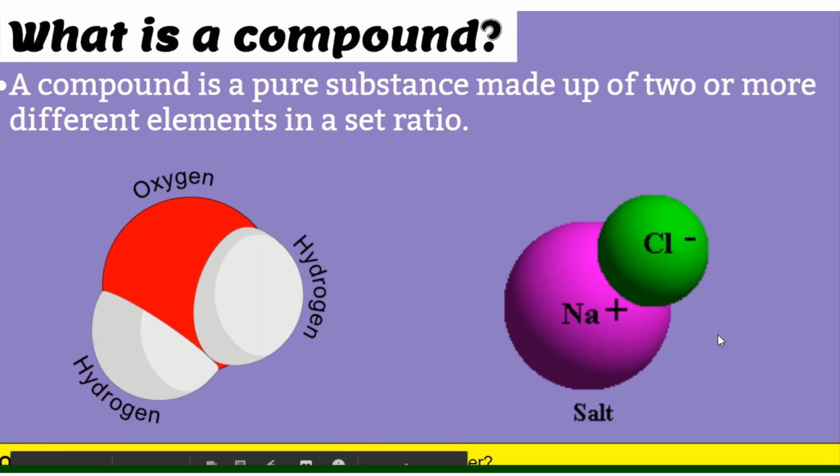Same with salt. Salt is in the ratio 1 sodium atom to 1 chlorine atom. You won't find anything else stuck in there. Otherwise, it's not salt. Okay, so it's a pure substance made of 2 or more different elements. An element is one kind of thing. A compound is 2 or more in a set ratio.